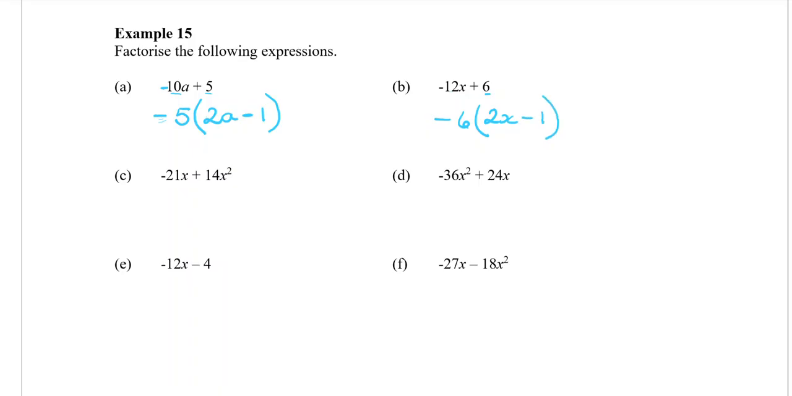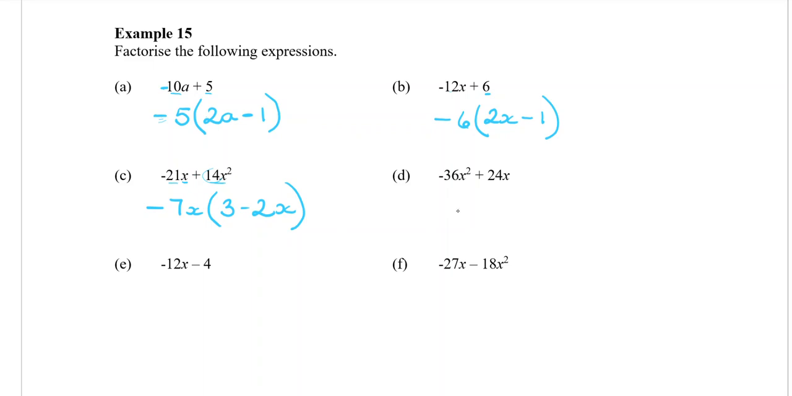Question C, bringing the minus out as a factor. 21 and 14. 14 is smaller, but we can't divide 21 by 14. We could go down to 7. Also, there's an x in both of them, so let's bring the x out as a factor as well. The minus sign has come out the front. 21 divided by 7 is 3, and the x is also at the front. Now the sign's going to change because 14 divided by minus 7 is minus 2. X squared, one of the x's is out the front, the second one will go inside.